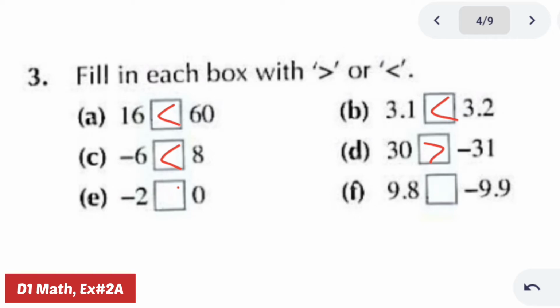Then in part E we have to compare the numbers minus 2 and 0, and every negative number is smaller than 0 because it is on the left side on the number line. And in part F we have to compare 9.8 with minus 9.9. Again the same concept, positive numbers are always bigger than negative numbers, so we put this sign like this.